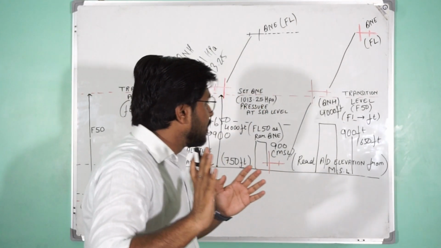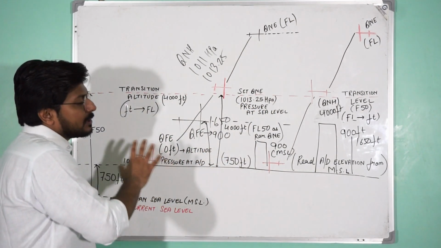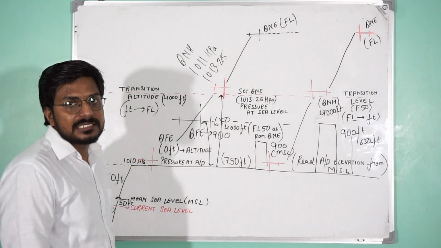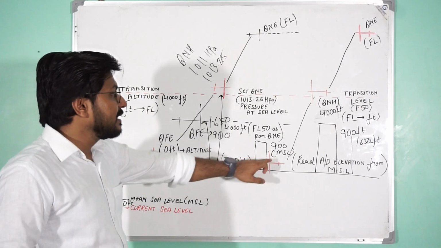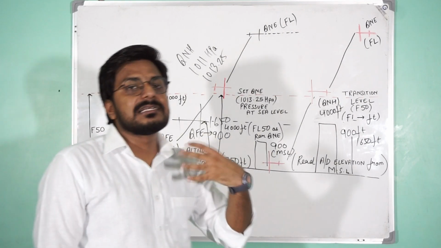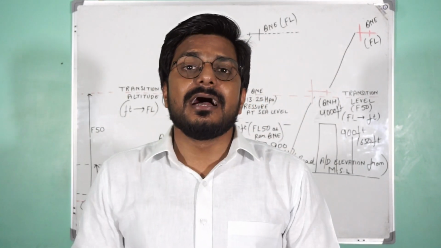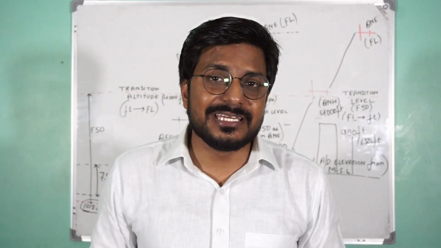So to overcome that, what are captains doing? Captains are selecting QNH from the departure itself, so that they will not get this kind of warning at the time of takeoff. So this is how this is done, and this is all the information about QFE, QNE and QNH.